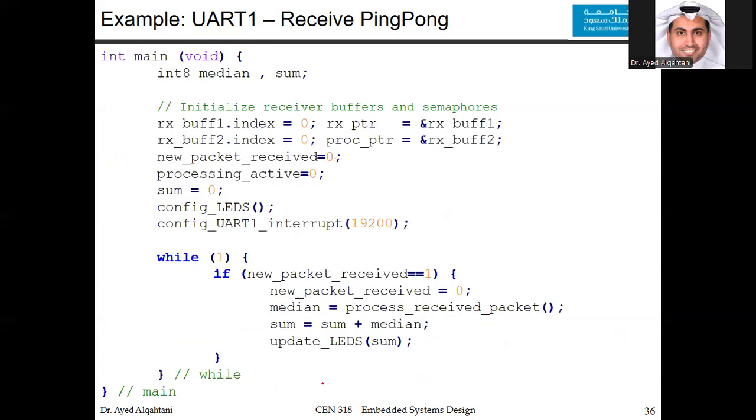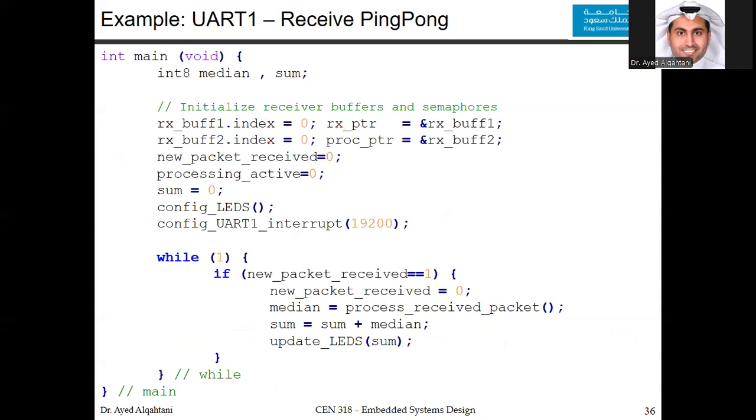Now in the main code, we will initialize the receiver and the semaphores. So we have the receiver buffer index, we make it 0, it's empty now. And we point to it by the receiver pointer. So the receiver pointer is the address of the first buffer.